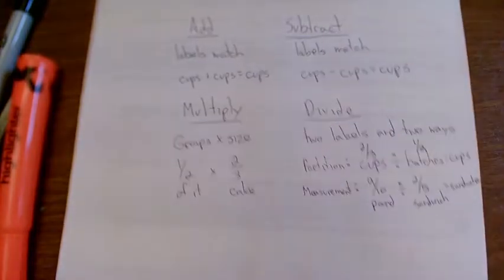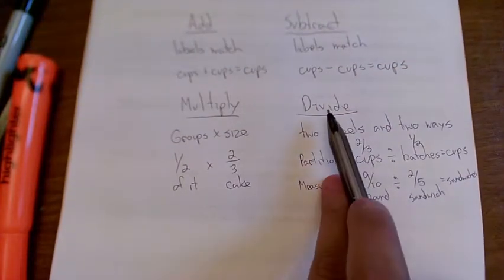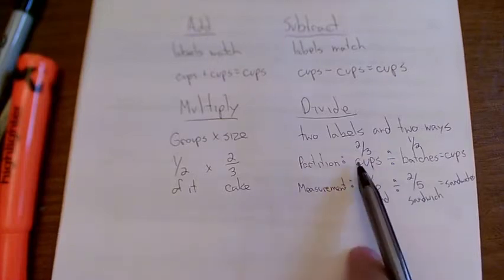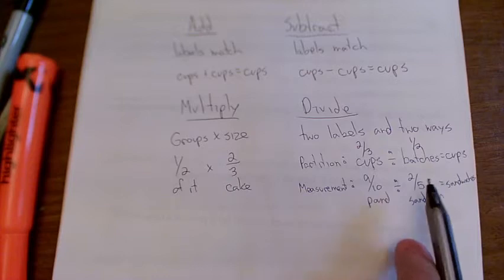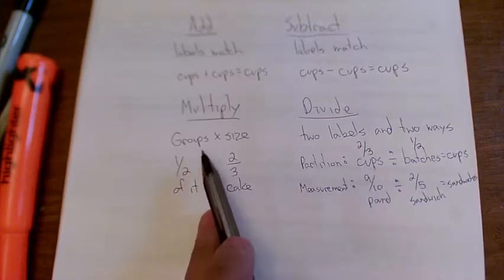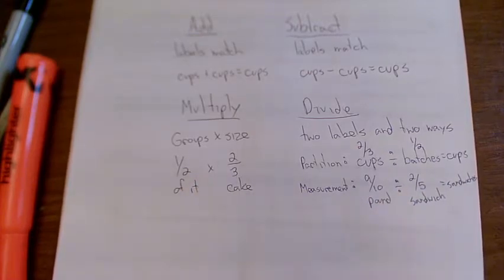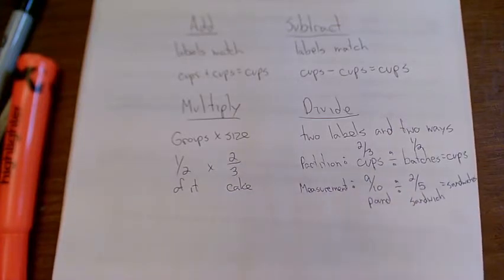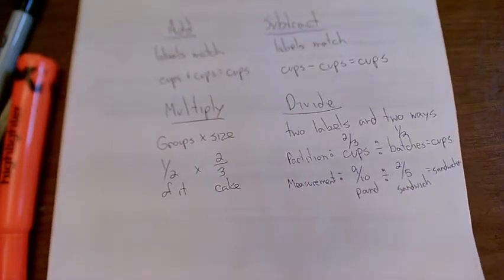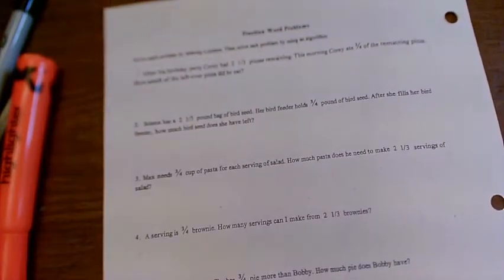Okay, so typically when we are doing division, you will see 2 totally different labels. Okay, now sometimes that will happen with multiply, so we just have to be careful, but 99% of the time, if you see two different labels, it's probably going to be division. Okay, so how did you do on these problems?